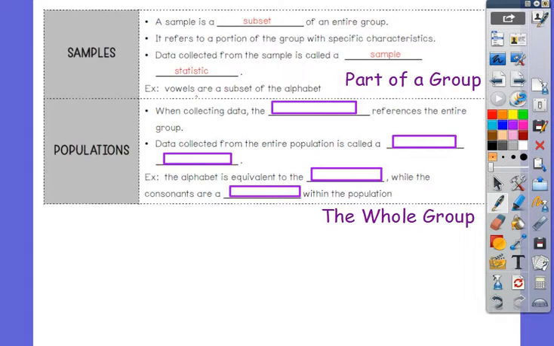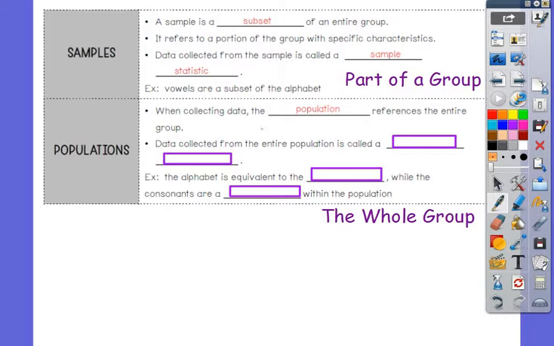What about numbers? We could break those apart. All the numbers in the world could be the population. What could be a sample of them? The numbers in the 20s. Double-digit numbers. Odd numbers. Even numbers. Multiples of 3. Or multiples of 5. Those are samples of a population.